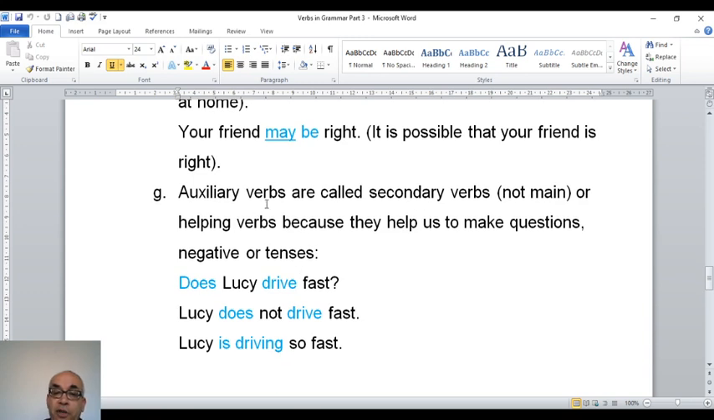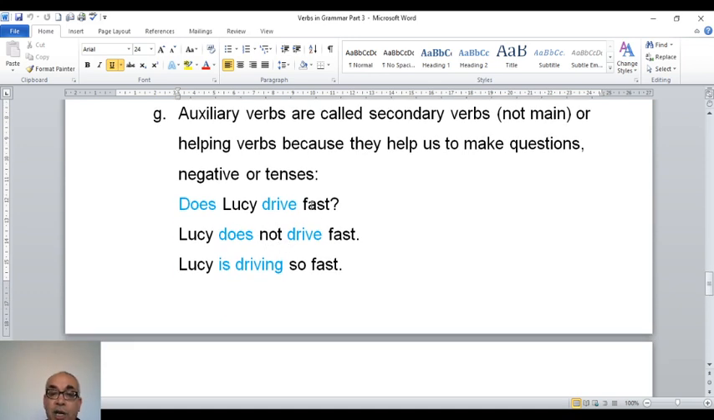Next one, auxiliary verbs are called secondary verbs. Secondary verbs means they are not main verbs. Why do we call them helping verbs? Because they help us to make questions, negatives or tenses. So, does Lucy drive fast? I use does. Does is the auxiliary verb. I use it to ask a question. Lucy does not drive fast. I use does to again make a negative.